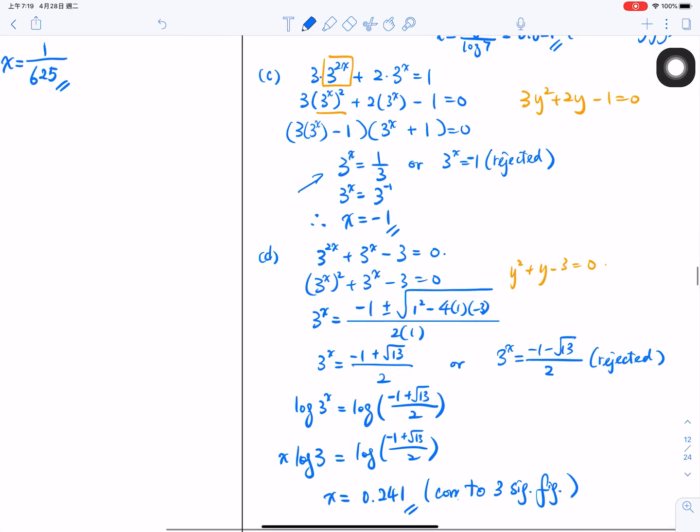You can rewrite these as a quadratic equation, and maybe some of them can be factorized and solved. Maybe some of them need the quadratic formula to keep on solving. For exponential functions, sometimes you need to take log on both sides and then continue to find the unknown x. Understand? Good.